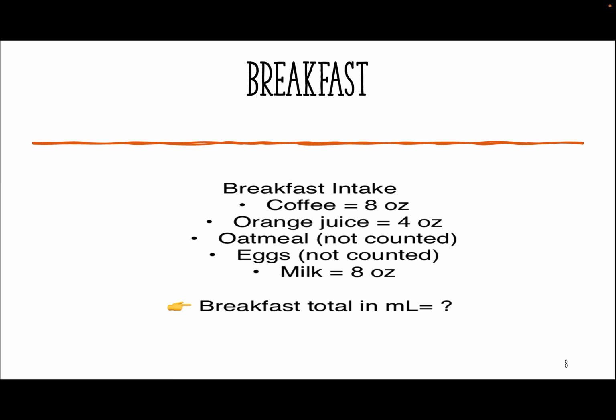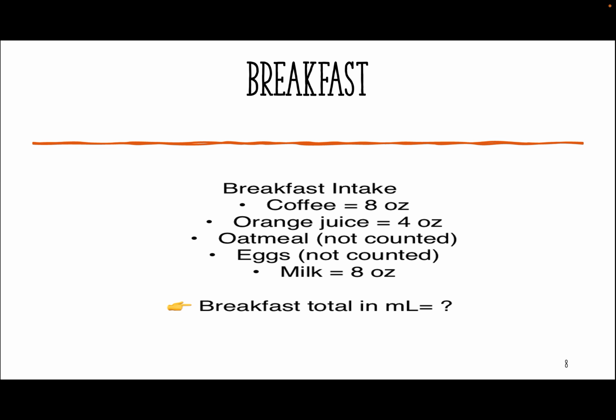So you will start off with a question about breakfast. Okay. And this is a sample intake for breakfast. So for breakfast, your patient had coffee. Okay, so their 1 cup of coffee is 8 ounces. They had 4 ounces of orange juice. They had oatmeal. They had eggs. And they also had 8 ounces of milk. Remember, we don't count their solids. So oatmeal, we don't care about that one, nor the eggs. We care about the liquids that are listed.